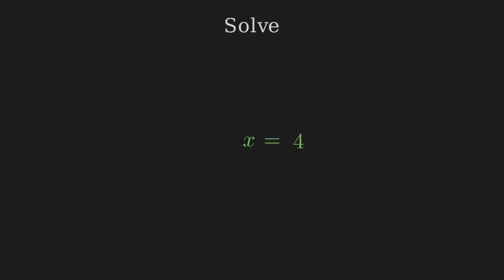Once we have our solution, we need to verify that it is correct. This is called checking the solution. We take the value we found and substitute it back into the original equation. Using our previous example, we found that x is equal to 4. We get 2 times 4 plus 3, which gives us 8 plus 3, which equals 11. Since both sides are equal, our solution is correct.